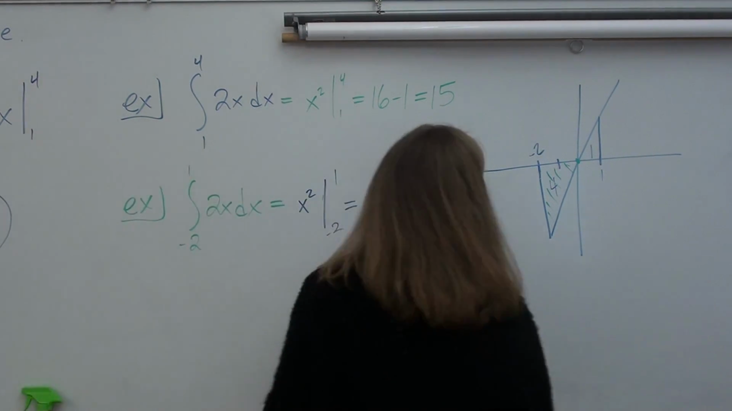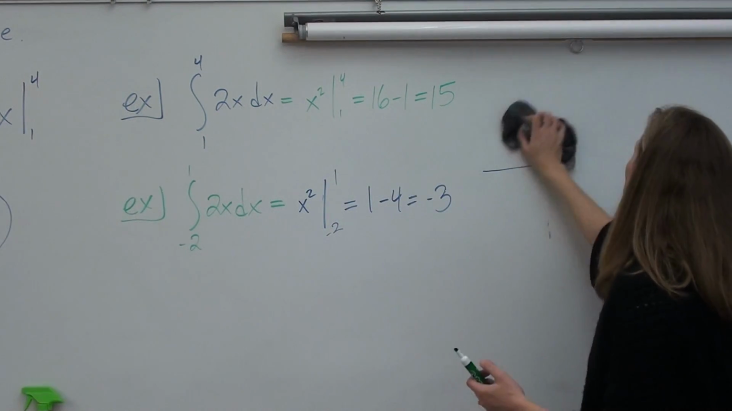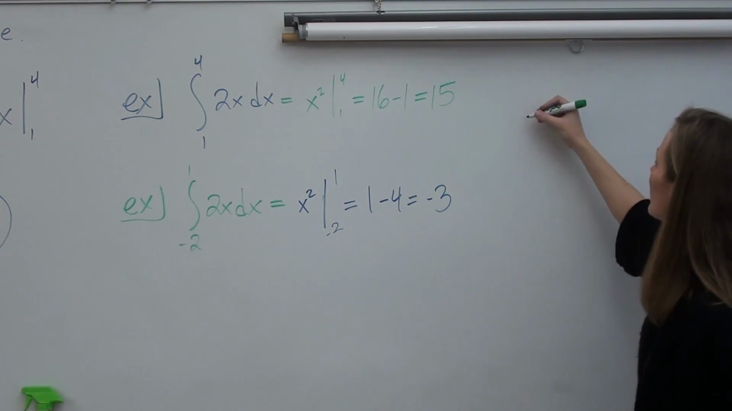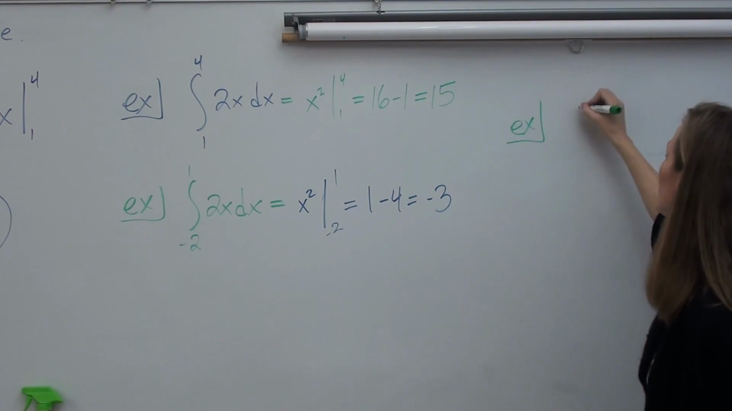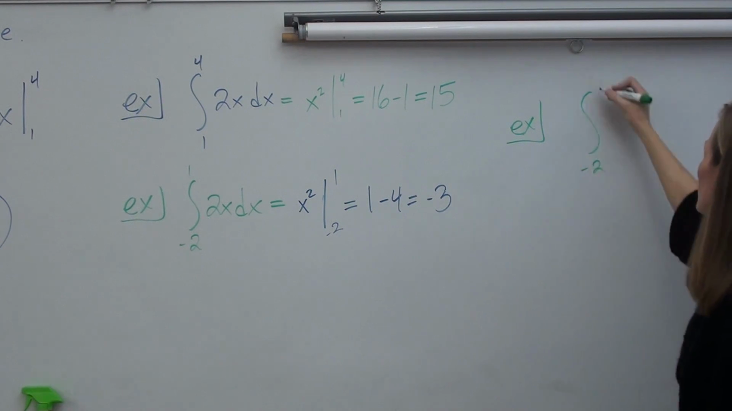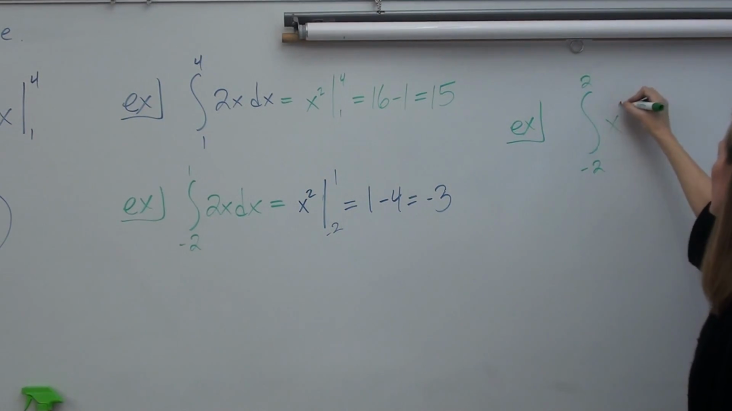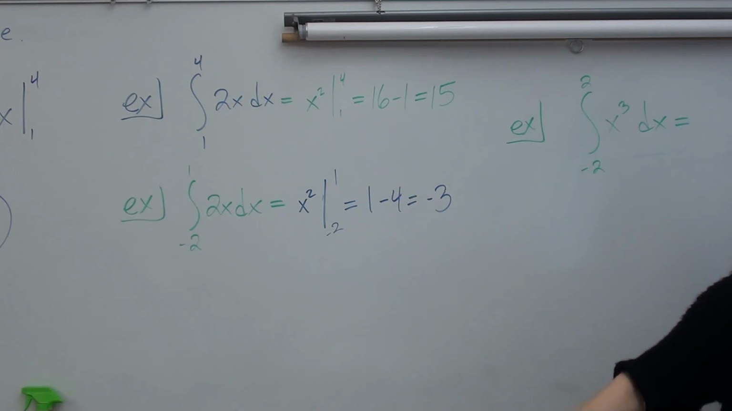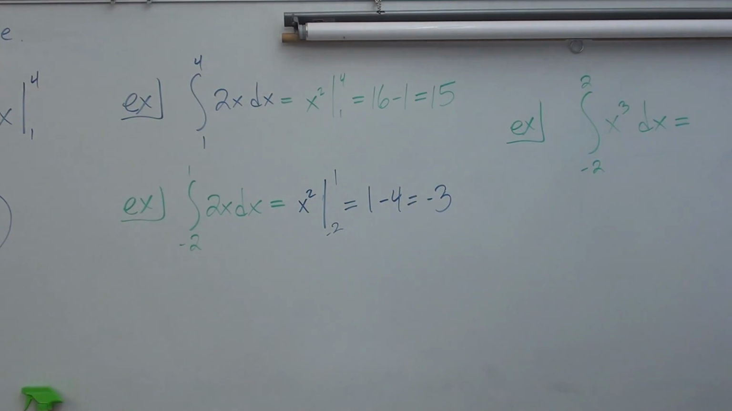Let's say x cubed has origin symmetry, right? So if I were to do the integral from -2 to 2 of x cubed dx, I want everyone to just find that integral, -2 to 2. See if you can think about the way the graph looks, and see if you can think about what that integral is going to end up being.